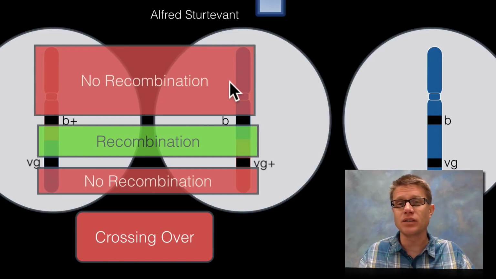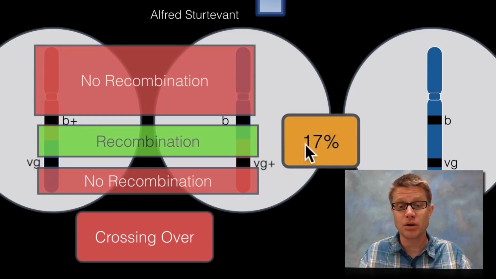And so where does that 17% come from? Well, this is roughly 17% of that area of the chromosome. That's where it's coming from. If those genes were closer together, that frequency of recombination would be lower. If they were really far apart, it's more likely that it's going to split in the middle. And so we can use this one cross to figure out the frequency of recombination, and then they were able to use that to build a gene map.